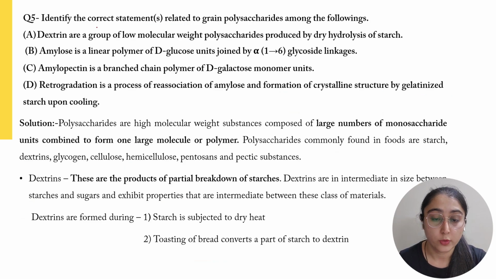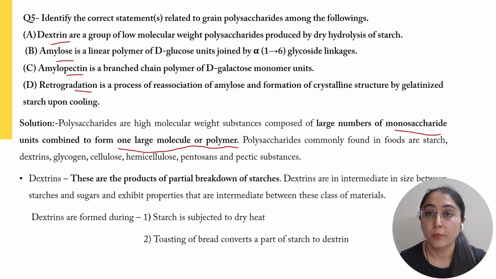Now heading on to the fifth question, which says identify the correct statement with respect to the polysaccharides among the following. So we have statements about dextrin, amylose, amylopectin and retrogradation. So let us look at these one by one. Now polysaccharides are basically higher molecular weight substances which are composed of large number of monosaccharides which combine to form one large molecule or polymer.